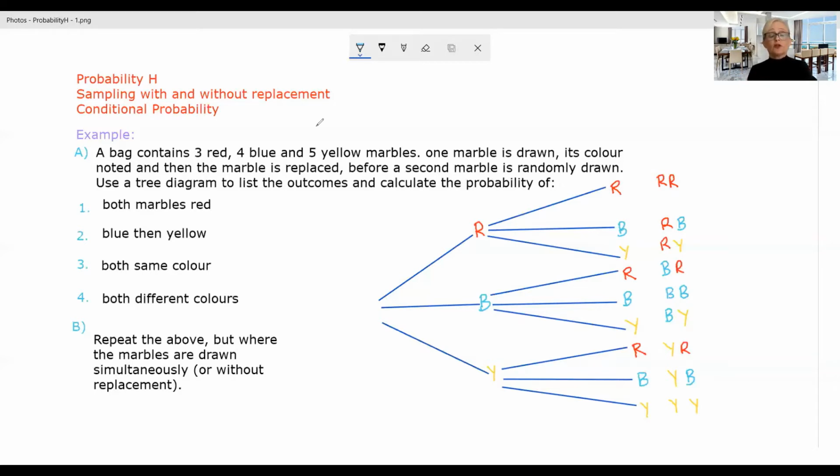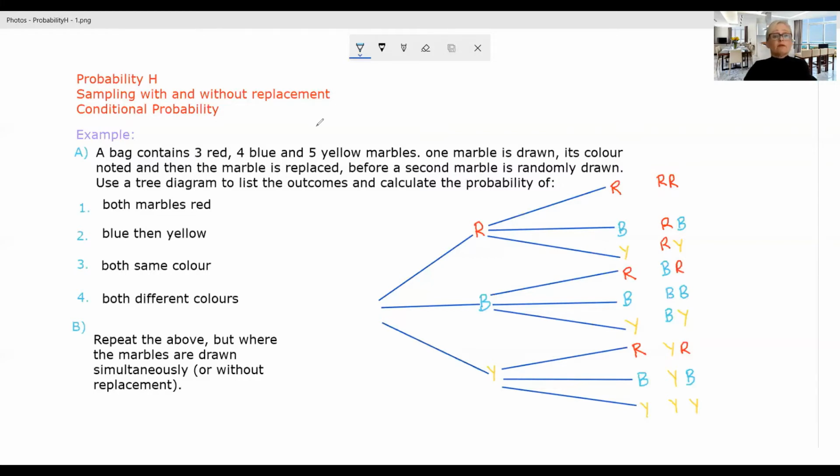Now, we're going to do this question both ways. We're going to do it the first way if we take the marble out and then put it back in. And then we're going to do it without replacement. And let's just see how we go. That's called conditional probability, by the way. The first way we're doing it, the trials are independent. Doesn't matter what happens in the first one, it's not going to affect the second one.